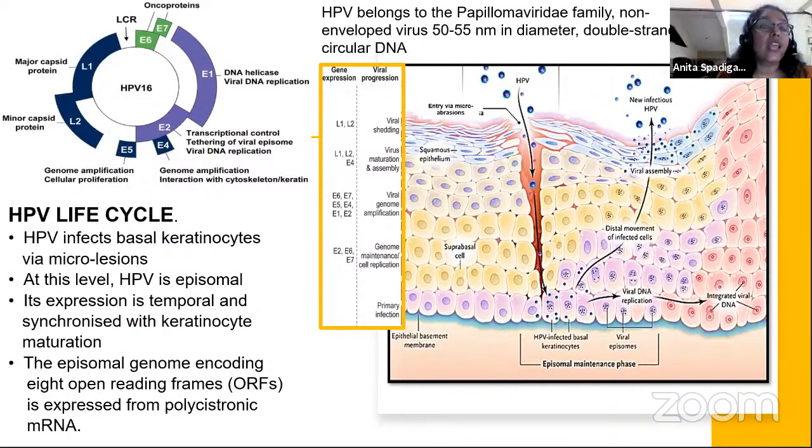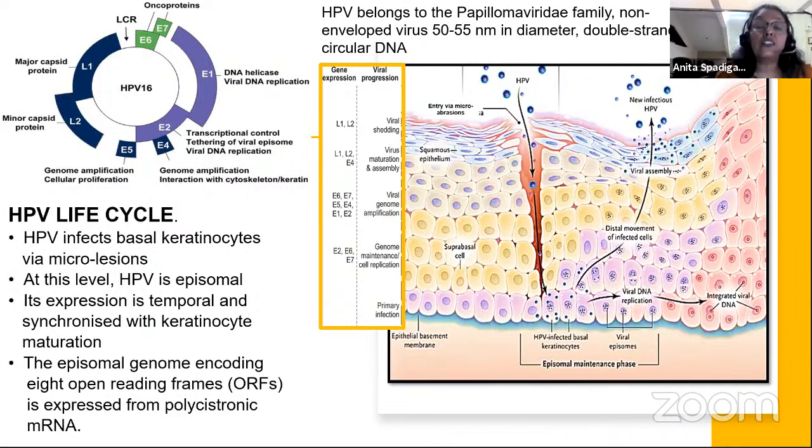And then, of course, you have the L1 and the L2, which are coding for structural proteins for the capsid proteins. So HPV enters the oral tissues through microtrauma and infects the basal keratinocytes. So it moves all the way down to the basal keratinocytes, stratum basale, through a minor or a microtrauma on the surface. Now, at this level, the expression of HPV is episomal. And of course, as we mentioned earlier, it is synchronized with keratinocyte maturation.